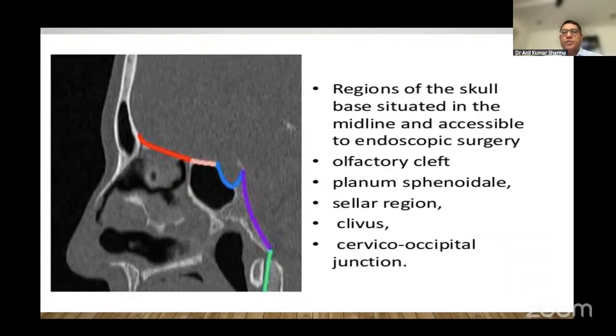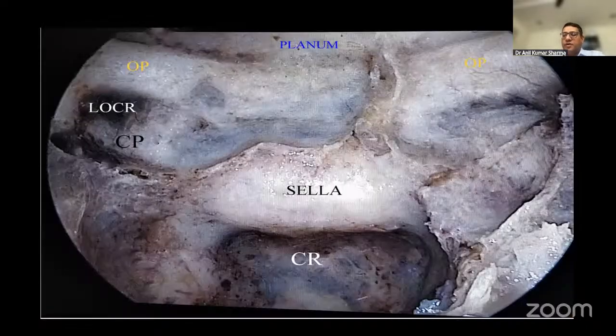Neuroendoscopy, by virtue of itself, brings the advantage of looking into corners and hidden areas, and a 360-degree panoramic view. These are the main advantages of endoscopes. Regions which we can access by endoscopic skull-base surgeries are the olfactory tract, planum sphenoidale, sella, clivus, and craniocervical junction. Before coming to detail, I would like to give a brief depiction of the anatomy.